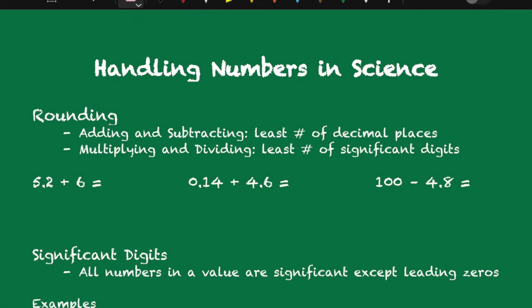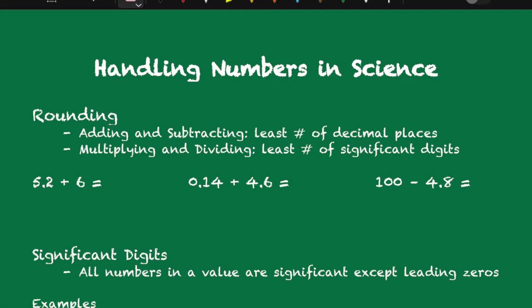So adding and subtracting, if we're adding or subtracting measured numbers, we're going to round to the least number of decimal places. If we put any more than that, our answer would be saying that it's more accurate than we actually know based off those measuring devices. Multiplying and dividing is going to be the least number of significant digits, and that'll come up after we do a couple examples here. So the first one is 5.2 plus 6.